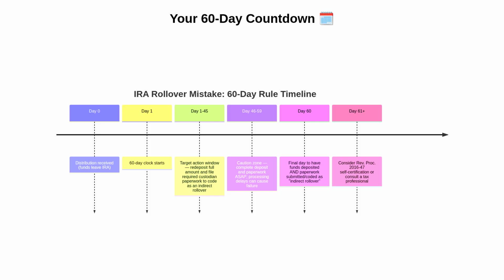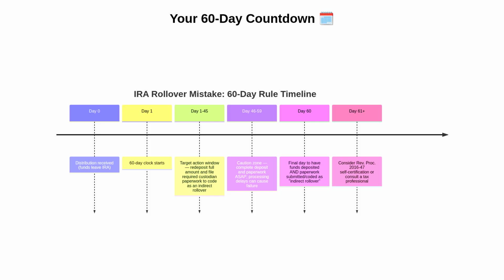This timeline shows the critical dates. Day 0 is when you receive the funds. Day 1 is when the clock begins. The target action window is days 1 through 45, allowing buffer time for paperwork and posting. Days 46 through 59 represent the caution zone when delays can be risky. Day 60 is the final day to get the deposit and paperwork completed. After day 61, you may explore self-certification relief under Revenue Procedure 2016-47 or consult a tax professional for options.